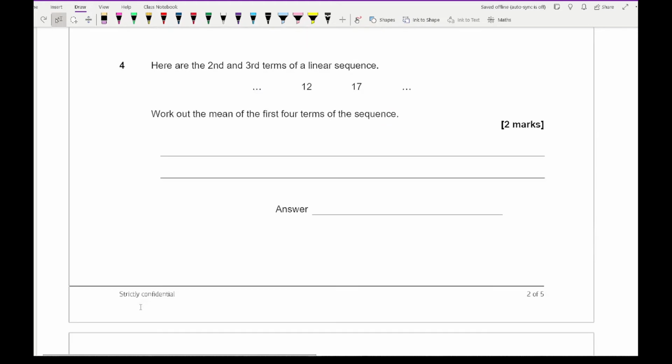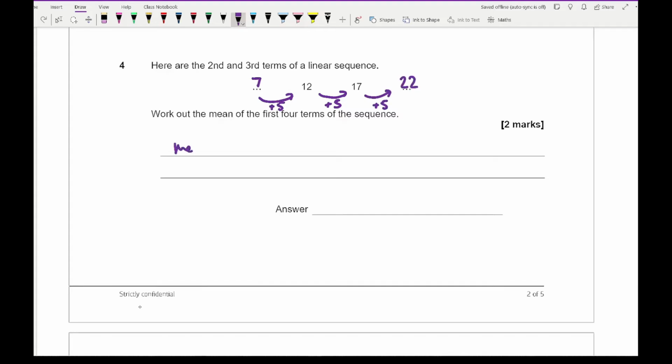Moving to our next question, question 4, it says here are the second and third terms of a linear sequence. Work out the mean of the first 4 terms of this sequence. So again, looking at this, we can see that the pattern is plus 5. So we can then work out what this number is by doing the opposite, which is take away 5. So that's going to be 7. And to find out what the fourth number is, add 5 to 17, which is going to give me 22.